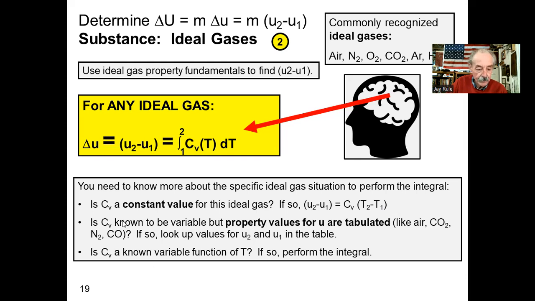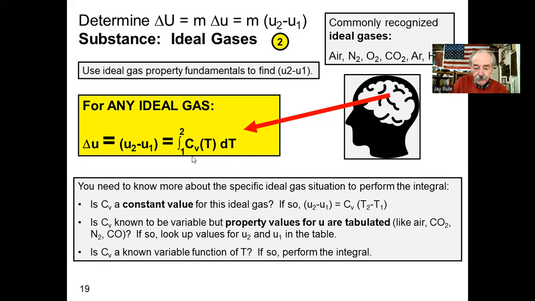Okay, next thing. Is c_v known to be variable? If it's variable, you can't treat it as constant, but property values for u are tabulated. You're going to be able to find these tables in the back of your book. There are air tables, CO2, nitrogen, and carbon monoxide tables, property tables in the back of your book. So if you're directed that the ideal gas has variable specific heat, you need to use those tables.